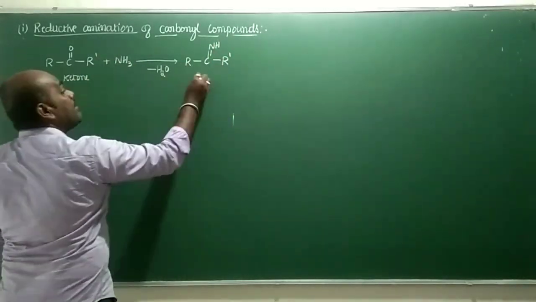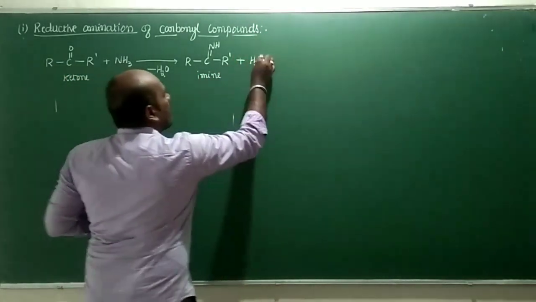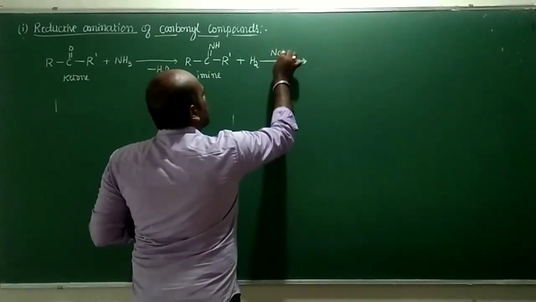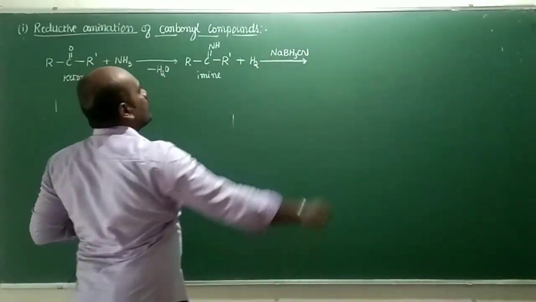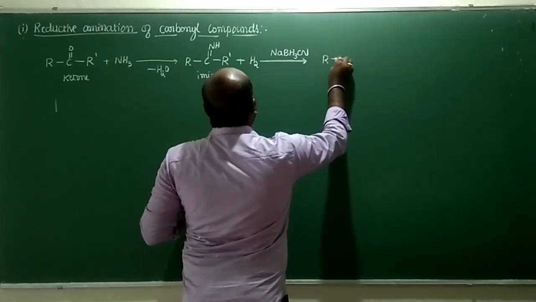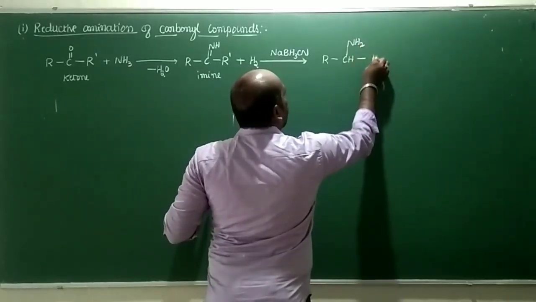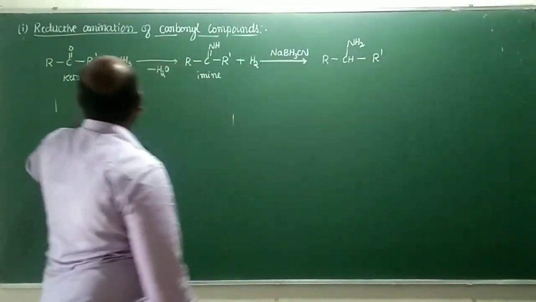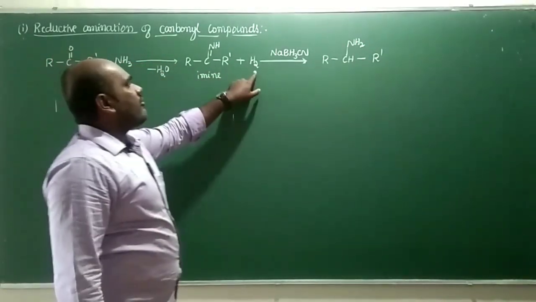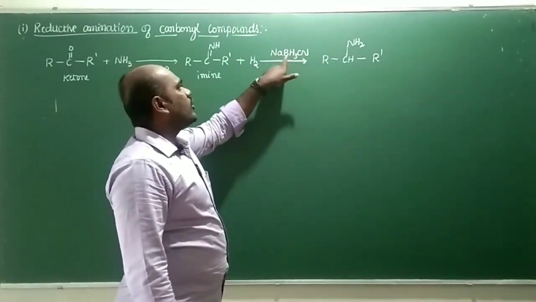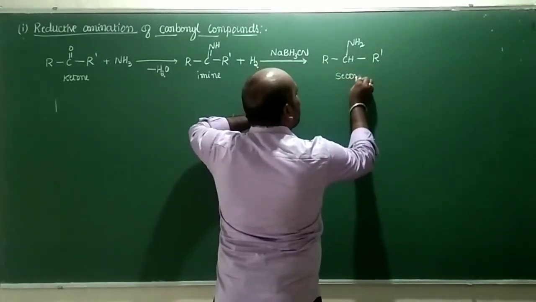that results in the formation of, obviously, an imine, and this imine on reduction with sodium cyanohydridoborate. In the presence of sodium cyanohydridoborate, we are going to get RCH NH2 R dash. So, that means ketones on reaction with ammonia will first produce an imine, which on further reduction in the presence of sodium cyanohydridoborate, we are going to get a secondary amine.